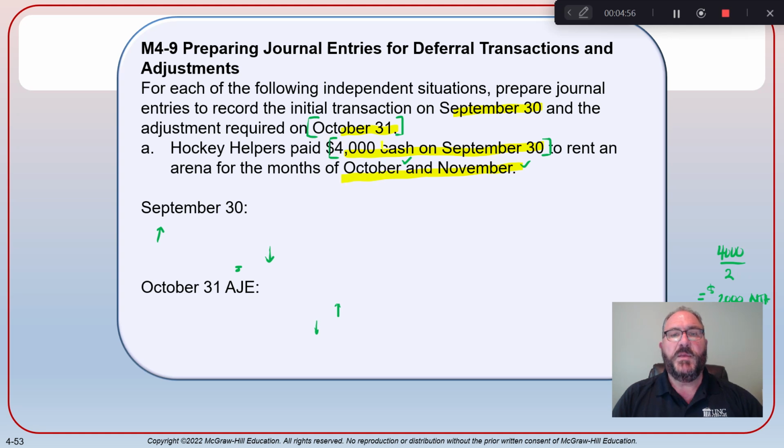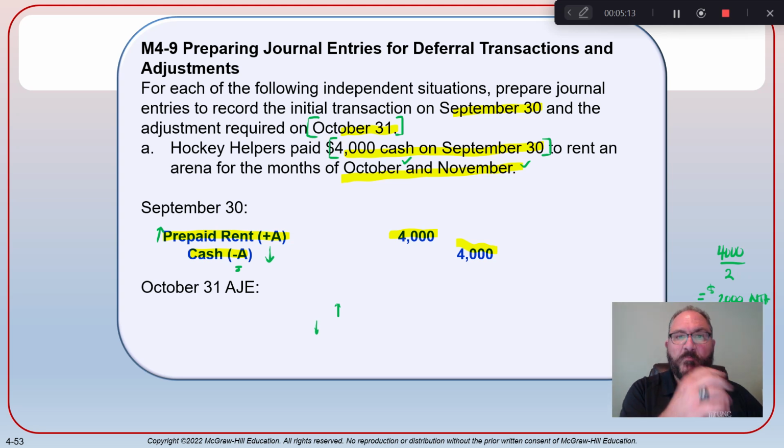Okay? So they paid $4,000 in cash for 2 months rent. So what would happen on September 30th? They would get prepaid rent for $4,000 and they would lower their cash, right? They basically changed assets.